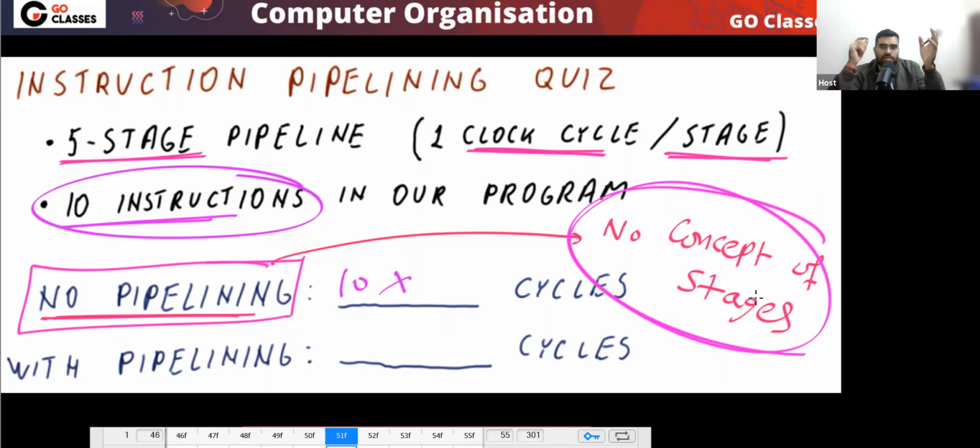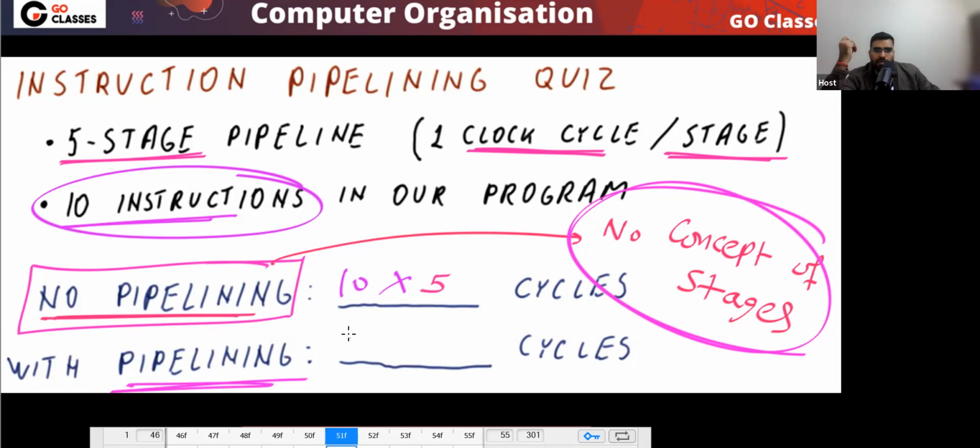Yes or no? So this is what I'm saying. When you don't have any pipeline, no pipeline means there is no concept of stages. But it does not mean that you don't have to do the work. Of course you will do this work. So these 5 cycles will be taken for one instruction. So total 50 cycles you will need. And if you have pipeline, then what will happen?